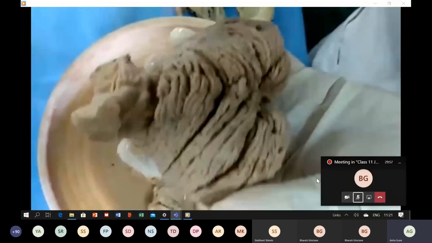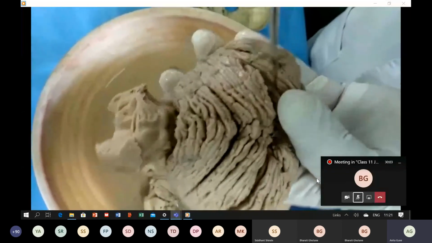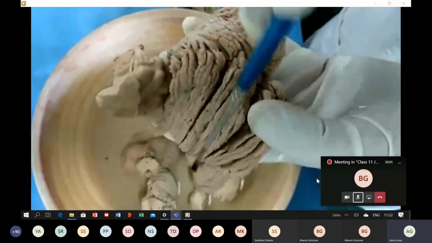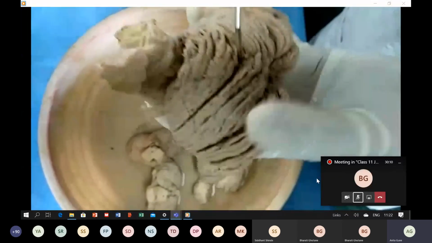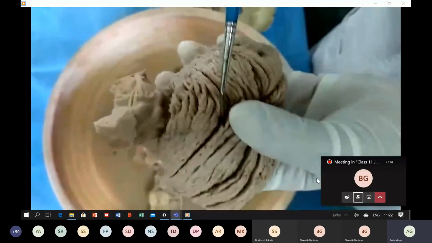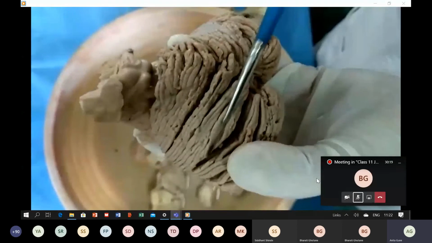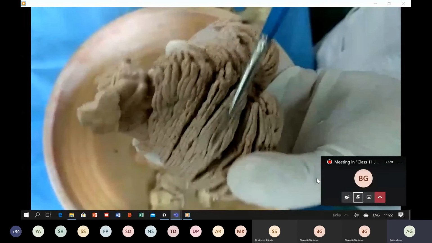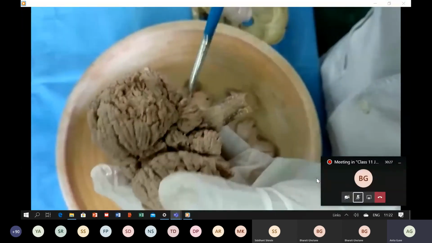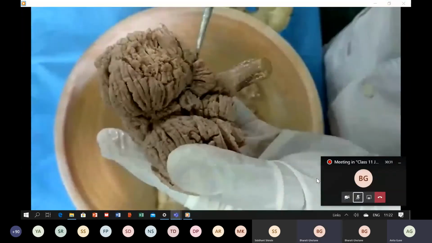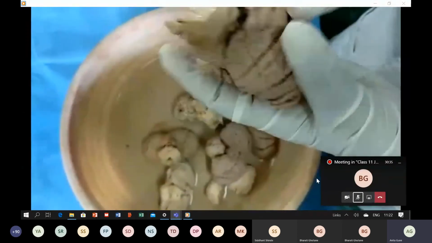Then we'll go a little back. Can you see one more fissure here? This is the transverse fissure. Behind the primary fissure is the posterior lobe. This is the anterior lobe and this is the posterior lobe. The posterior lobe has a superior surface and an inferior surface, and this extends up to the posterolateral sulcus. This is the posterolateral sulcus.